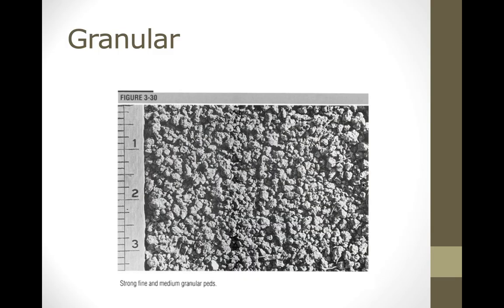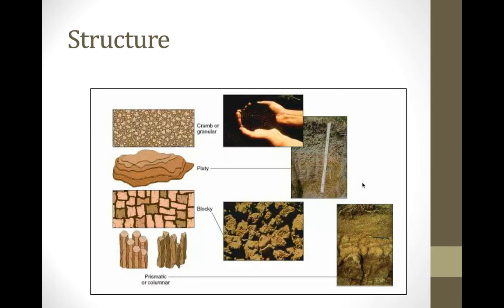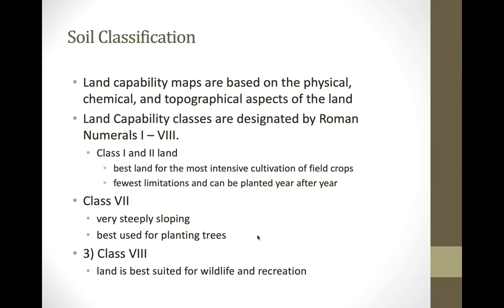Granular is going to be, now this is an up close picture of granular. It's going to be a loose soil that is not as loose as single grain, but it's loose enough that you could actually plant stuff in. Platy and massive we didn't necessarily talk about, but you can see the granular here, the blocky here. And so those are the ones that you need to be most familiar with, and of course the single grain with the sand. Now let me go back to soil classification.